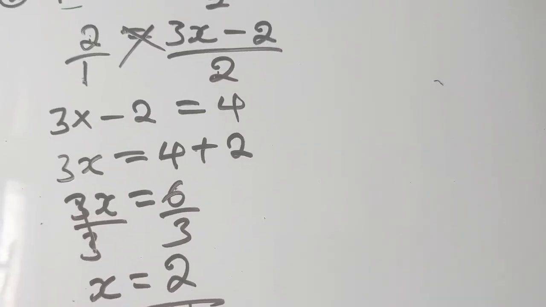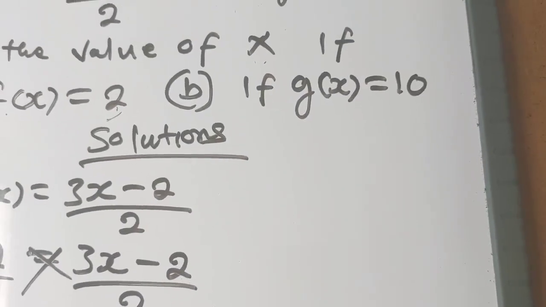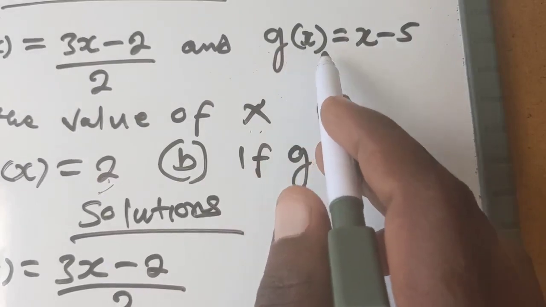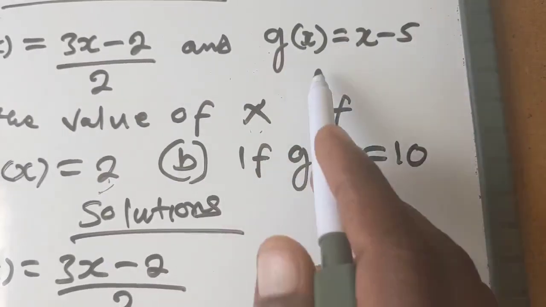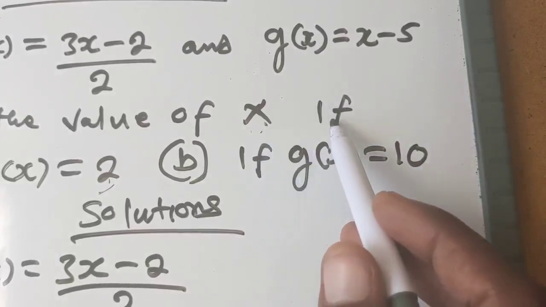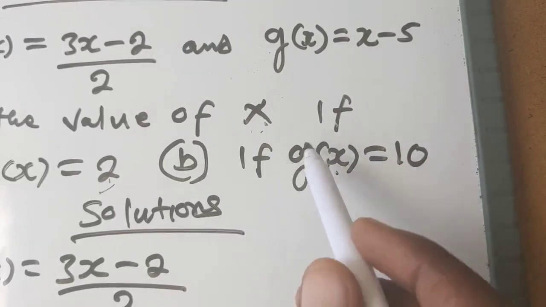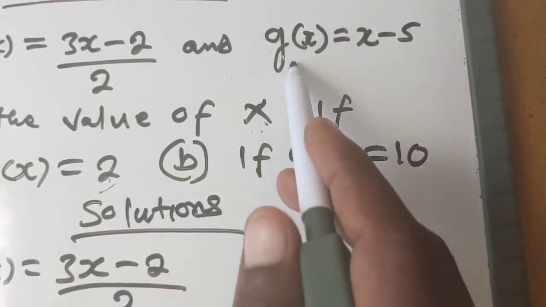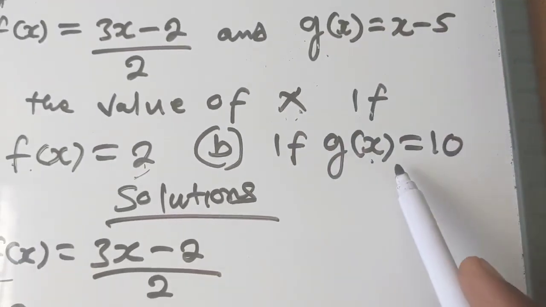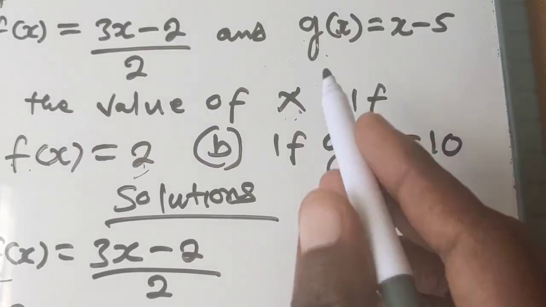Let's go to B. So B, they are saying that g of x is equal to that. Now they are saying, find the value of x if g of x is equal to 10. So they have already found g of x. Now they want you to find the value of x if g of x is equal to 10.